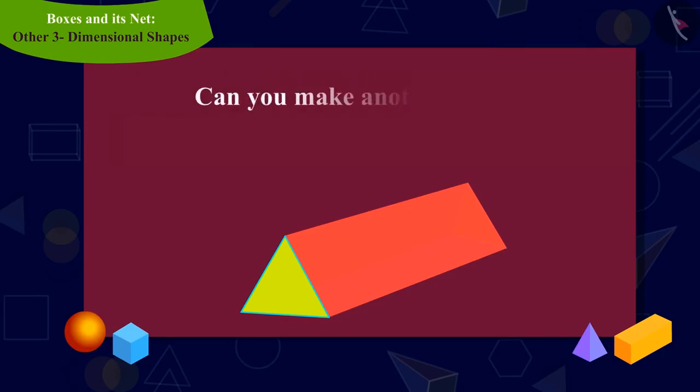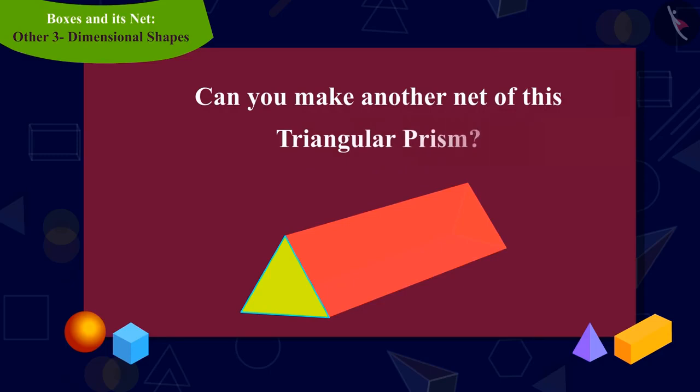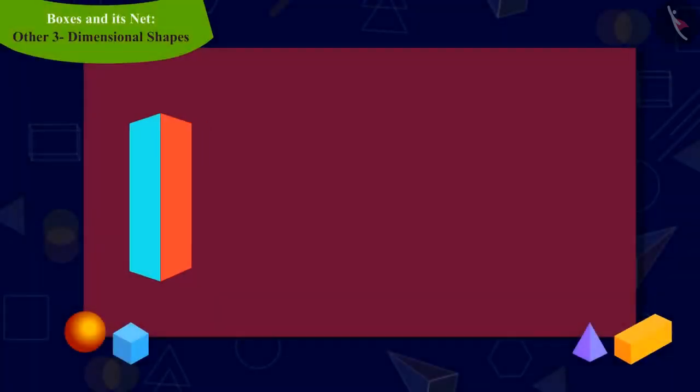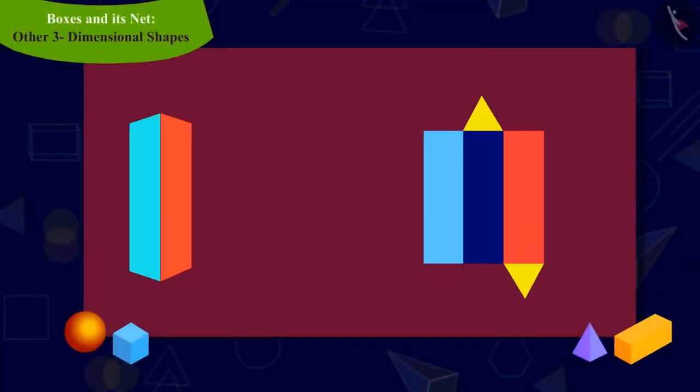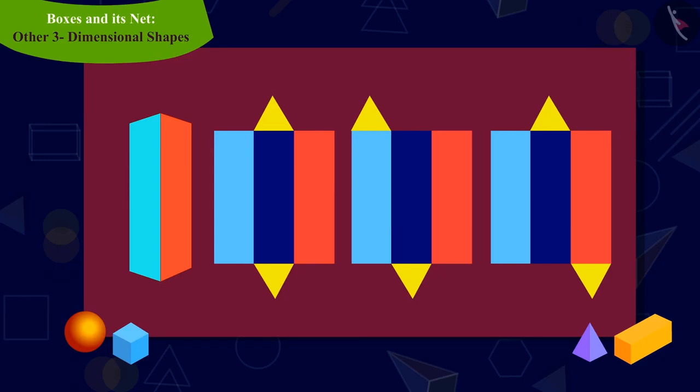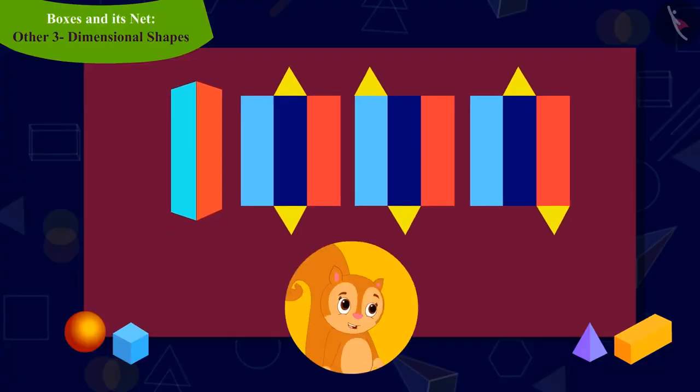Kids, can you make another shape of a net of triangular prism? You can pause the video to find the answer for this question. Well done, kids! You can also make a shape of net of a triangular prism in these ways. You solved the confusion of Chanda by making these shapes of nets.